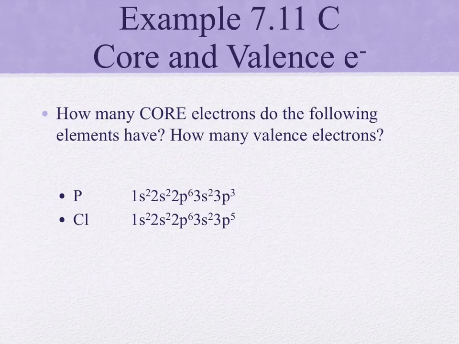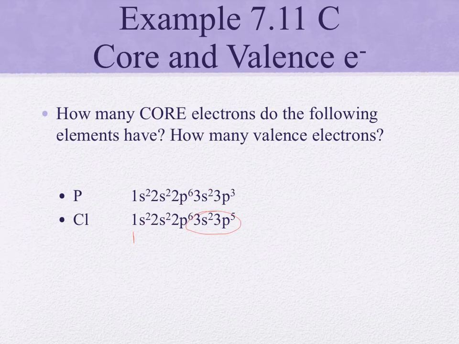How many core electrons do the elements have, and how many valence electrons? Well, if we remember here, valence electrons mean the outermost electrons. That does not mean the highest energy. That means the outermost. Outermost is these numbers here. So it's the 1, 2, 2, 3, 3. What's the highest number in this set? It's 3. So 3 is my outermost shell, the third shell. Those are the valence electrons.